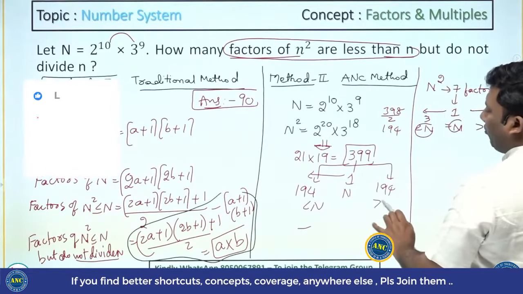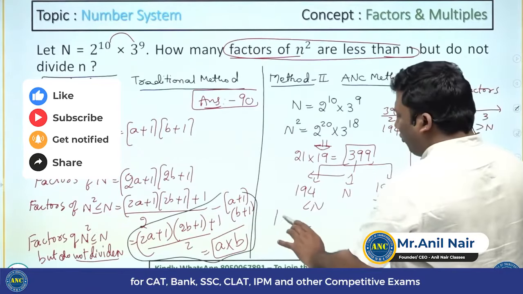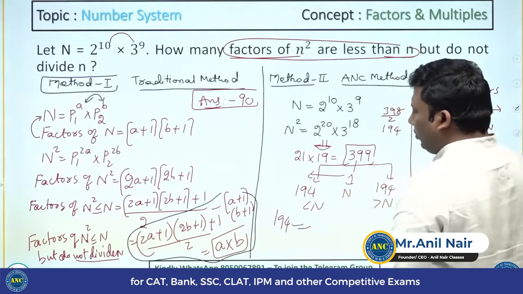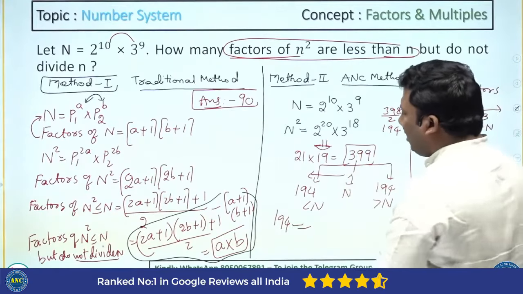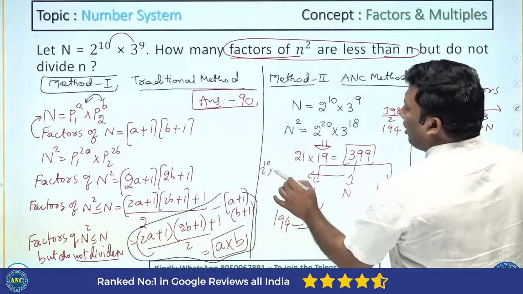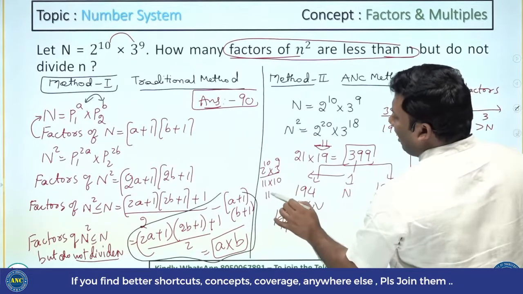Are you all with me? 199 will be greater than n. So 199 minus the factors of n. How many factors are less than n? n is 2 power 10 into 3 power 9. How many factors are there? 11 tens are 110.